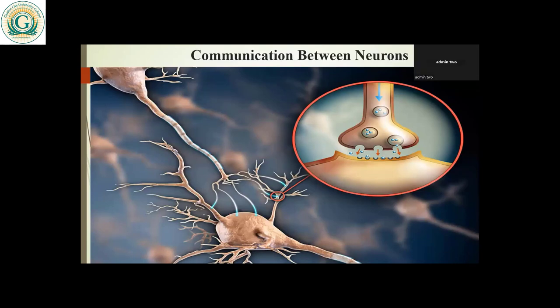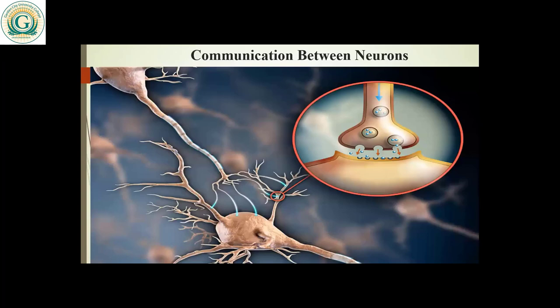Communication between neurons. We've done the introductory part of the nervous system, the divisions, the organization and then the functions of the nervous system. So you want to look at how neurons communicate. We mentioned the function of the neuron as transmission of impulse or information in the body. So you want to look at how this impulse crosses from one neuron to the other.